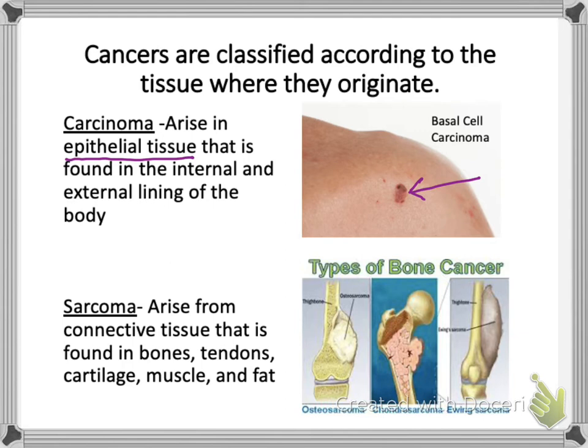Another type of cancer is a sarcoma. Sarcomas give rise in connective tissue. So there's a lot of different types of connective tissue. They include bones. You can see this picture here shows 3 different types of bone cancer: osteosarcoma, chondrosarcoma, and Ewing sarcoma. And they are found in bones, but also tendons, cartilage, muscle, and fat can also have sarcomas.